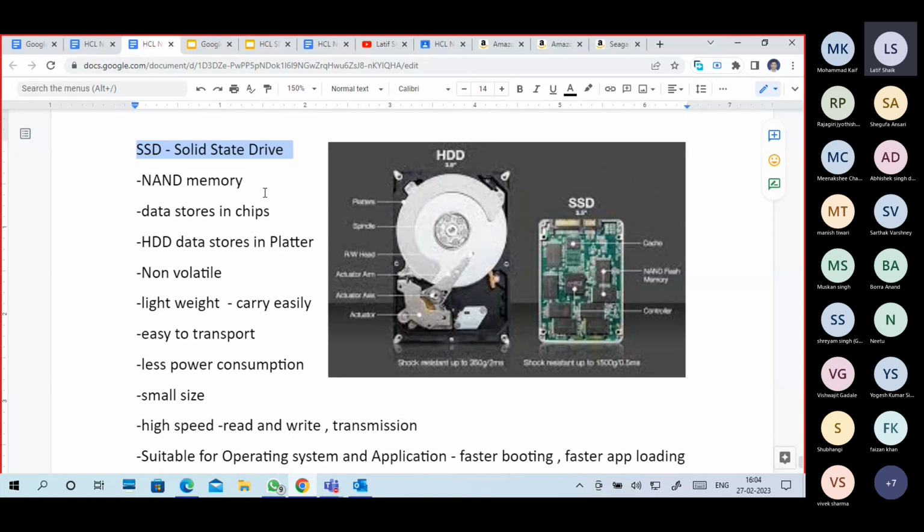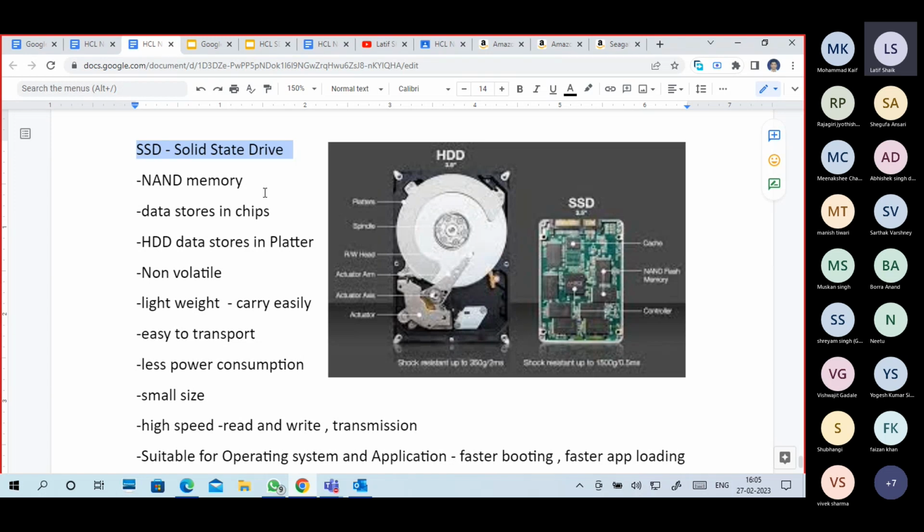SSD, solid state drive. In olden days it was just an abbreviation. What is SSD? Solid state drive. You got 2 marks. Now it is not that one. Now you should know about it. There is NAND memory. NAND memory means your pen drives and memory cards work based on the NAND memory concept.